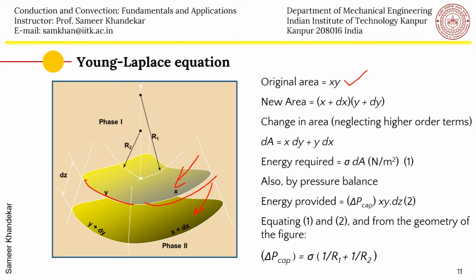So what is the change in area? Now the change in area will be: you open up this bracket and subtract, new area minus the original area, and then neglect the higher order terms. So you will get dA is equal to x dy plus y dx.